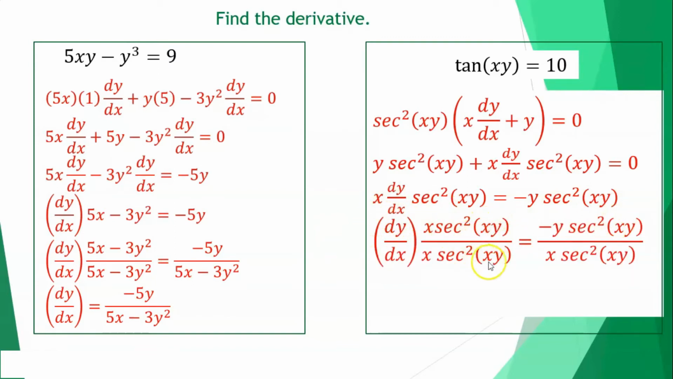So you cancel this. At this point, you can cancel secant squared xy and secant squared xy. So you can cancel that, and you're left with negative y over x. So take note of that.